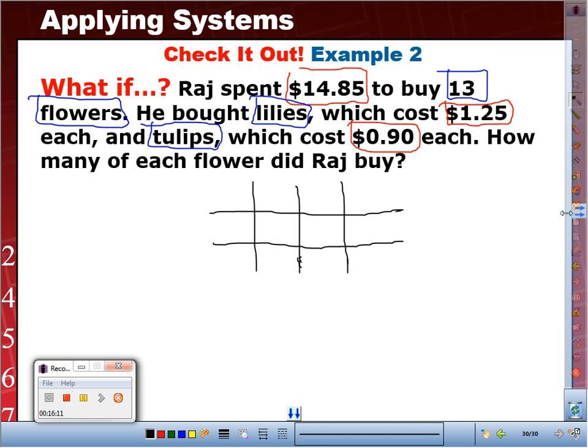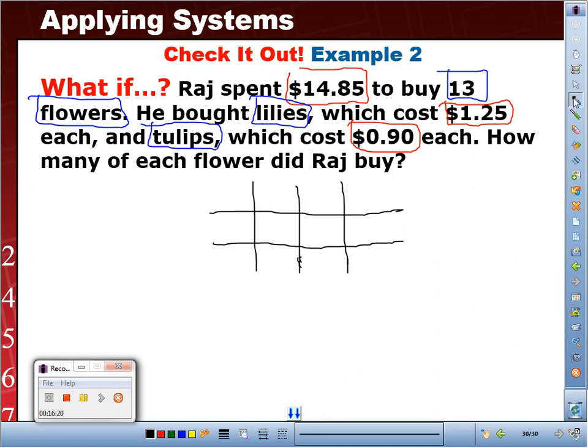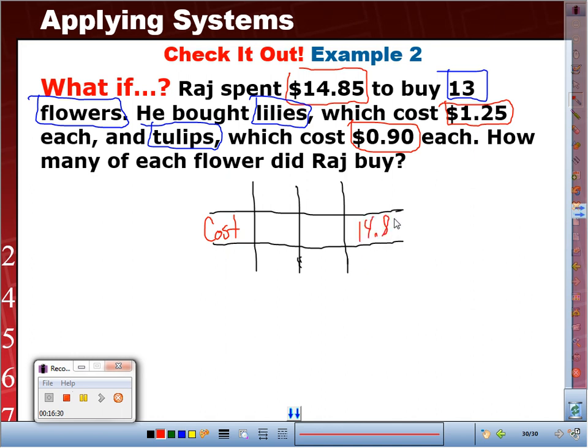Now let me show you something. Let's see, on the previous one, what went on the first row? The cost. Do we have a same kind of problem on here? Yes. So what goes here? Cost. What is the total cost? $14.85. We'll label that total. What other amounts do we have? 1.25. And what else? 0.90.